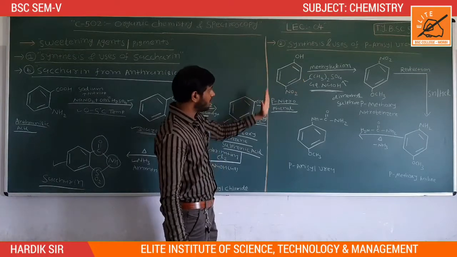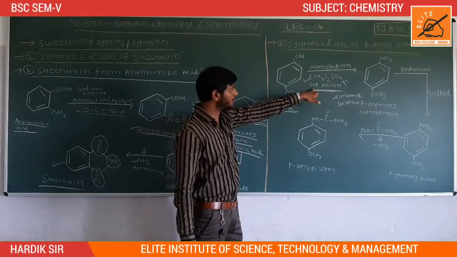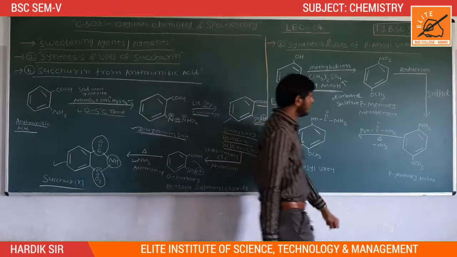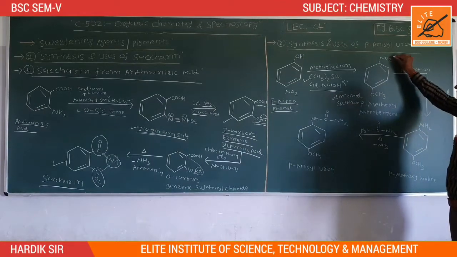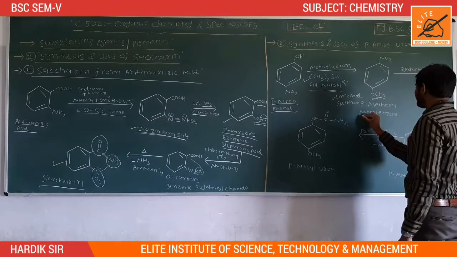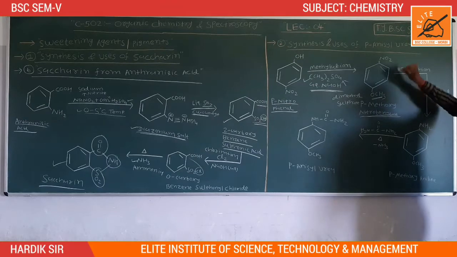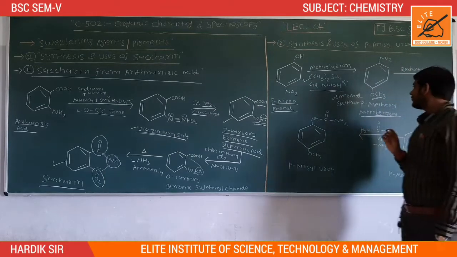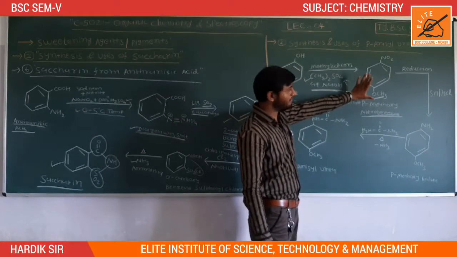So para-nitrophenol is reacted with dimethyl sulfate in the presence of aqueous NaOH, sodium hydroxide, and we have produced para-methoxy nitrobenzene. This is the structure of para-methoxy nitrobenzene. This is the methoxy group. Now this is our first intermediate product, para-methoxy nitrobenzene.